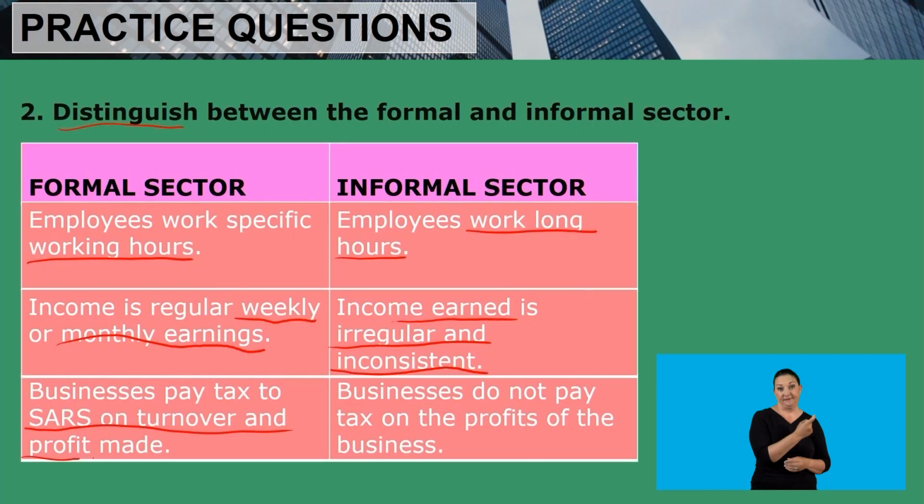Businesses pay tax to SARS on turnover and profits made to the business. So under the formal sector, we need to understand that these businesses, since they are registered with SARS, they pay tax based on their revenue, on their amount of money that they get on annual basis. So they are being taxed on that revenue, even on the profits that the business is making. Why? Because they are registered with the South African Revenue Services.